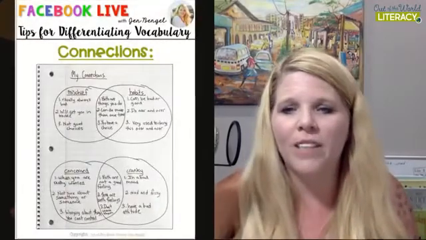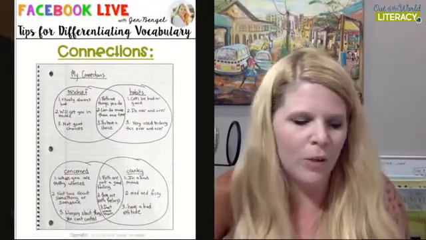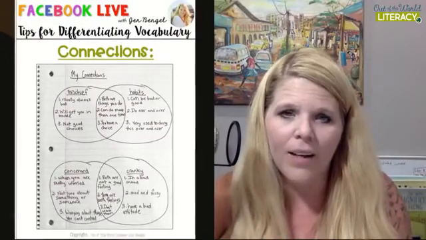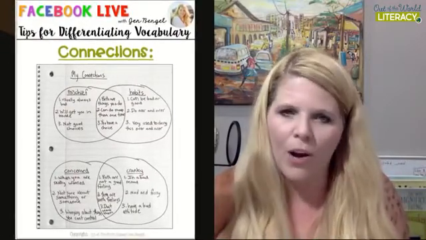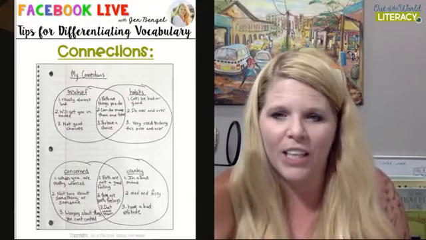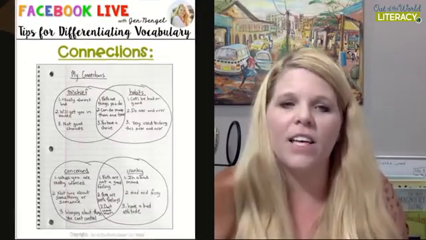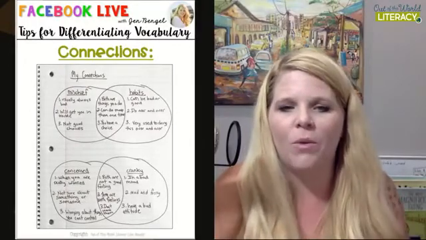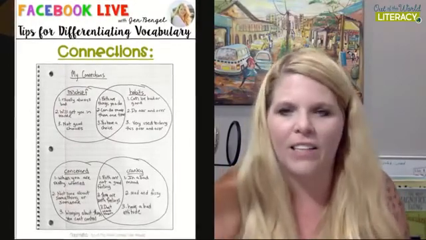You can also do Venn diagrams. This one's really cool, where you can have the students compare two words and tell about how they're the same and how they're different. This can be a pretty good challenge for your kids who are advanced. They can be looking at words and comparing how they're alike and different.